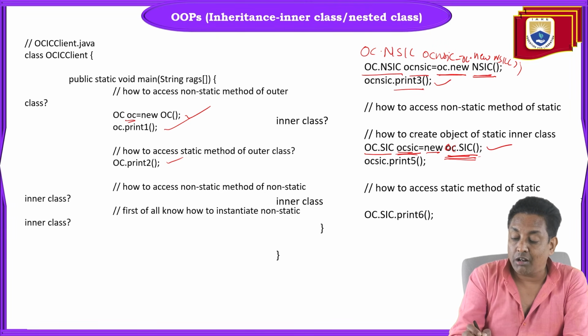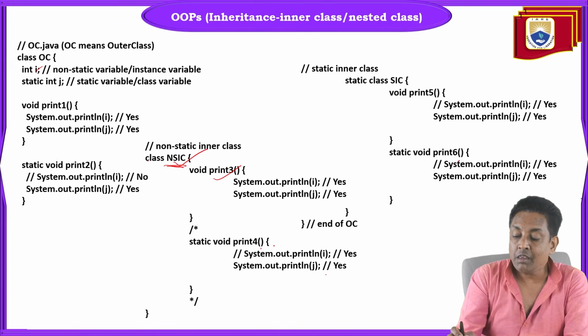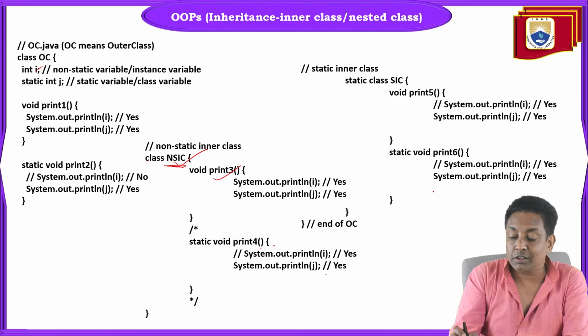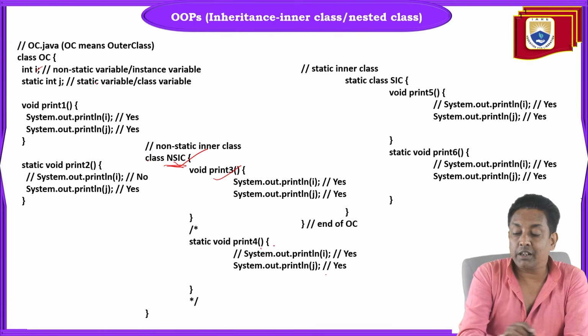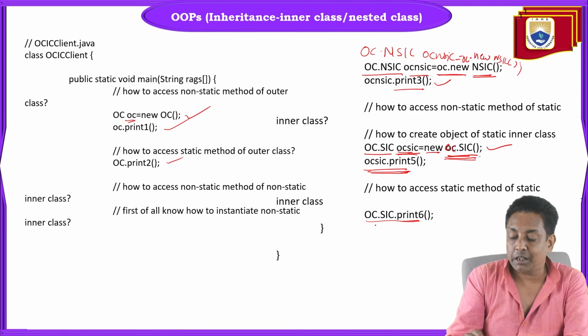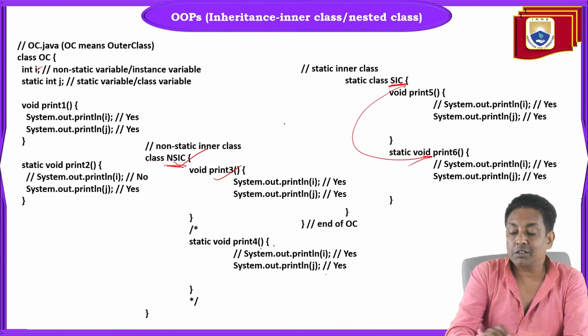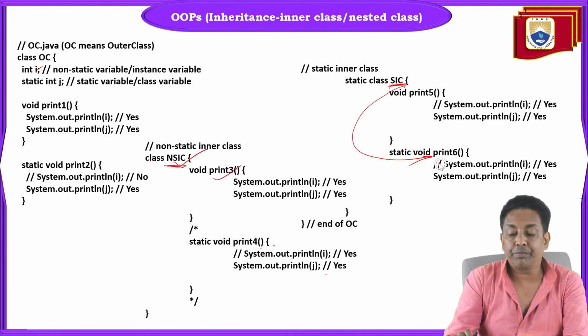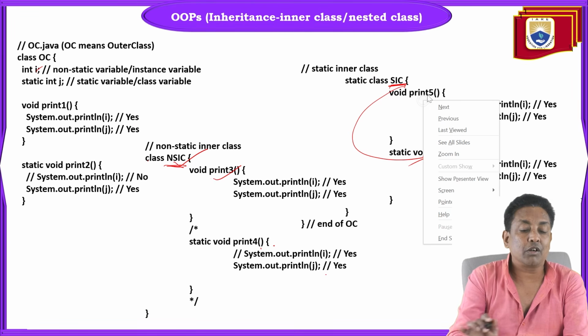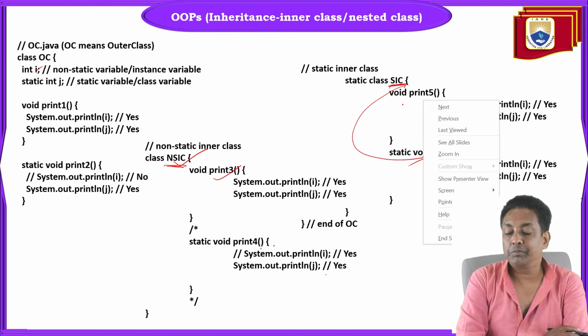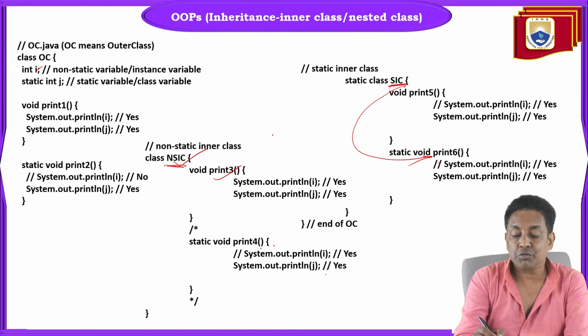With this static inner class object reference, the print5 method is called. And coming to the print6 method, because it's a static method, we can call oc.sic.print6. Directly the method can be called. The print6 method can be directly called with outer class dot static inner class dot method name. A non-static method of a static inner class can be called by first creating an object of the static inner class, then with that object you call its method. That you have to write as oc.sic.